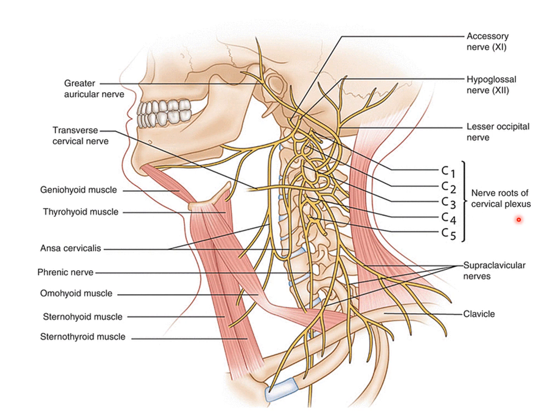Okay, these are your nerve roots forming the cervical plexus, C1 to C5. So from C3 and C4, you'll have the supraclavicular nerves. You can also see the lesser occipital nerve coming from C2, the great auricular nerve coming from C2 and C3, and the transverse cervical nerve coming from C2 and C3.